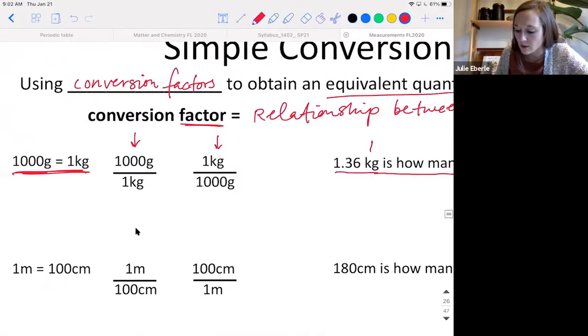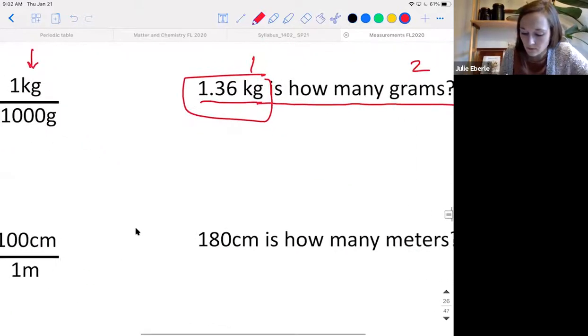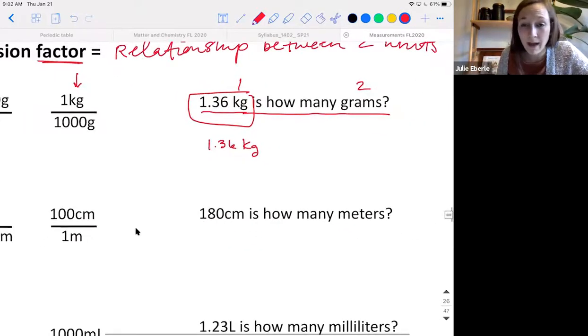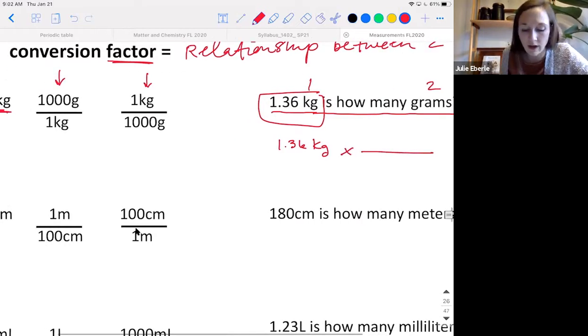I'm going to start with the number that I'm given, which is 1.36 kilograms. I want to convert this to grams. In mathematics, you have to cancel out a unit that you're going to get rid of. We're going to get rid of kilograms. We've got to cancel it out, and we're going to convert to grams. So to cancel out kilograms, I'm going to multiply by one of these 2 conversion factors, either this one over here or the one on the right. And I want to cancel kilograms.